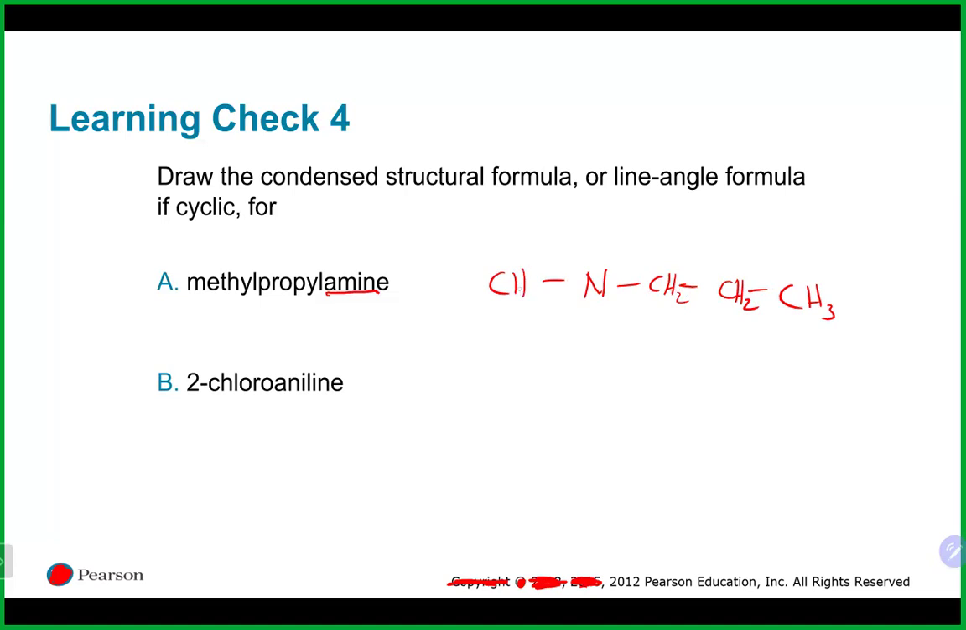And I do need to remember, though, that my nitrogen needs 8, right? So I do need to actually add a hydrogen there to my nitrogen, otherwise it's short. That's the condensed. If I was going to do the line, I would do the same thing. I would start with the N. I would go a little 1, 2, 3, and just a 1 maybe, and a hydrogen in there as well. Any questions on that one there?